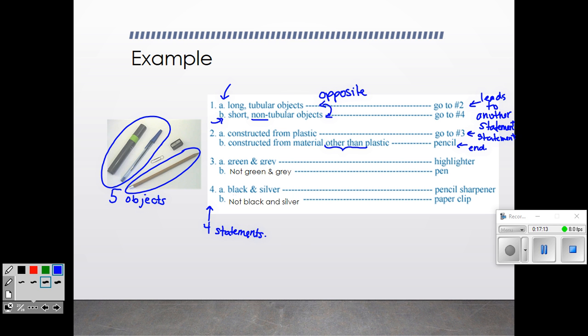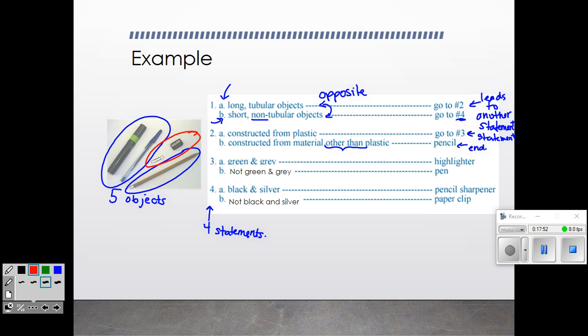If it's made from plastic, I have to go to another statement because there were 2 objects made out of plastic. So my 2 choices are that it's green and gray or that it's not green and gray. And you'll notice that I use the word not so that it would be the exact opposite rather than just saying that it was blue, which is what color it is. This way, if I had another object that I wanted to classify, and it was red, I could still use this classification tool.